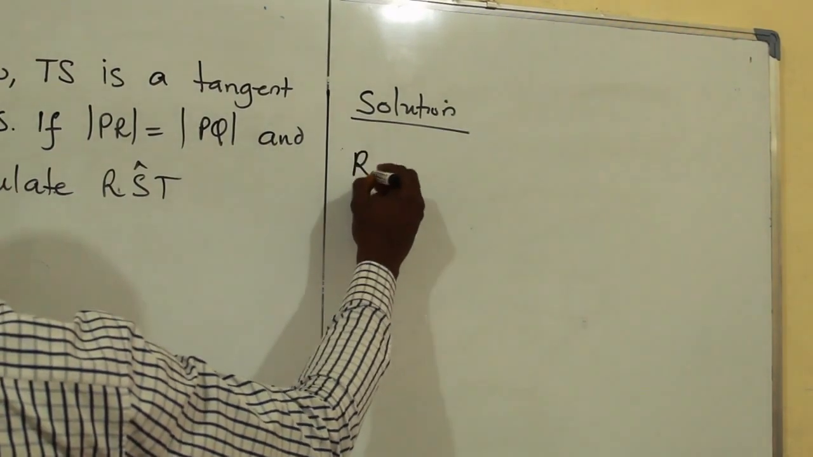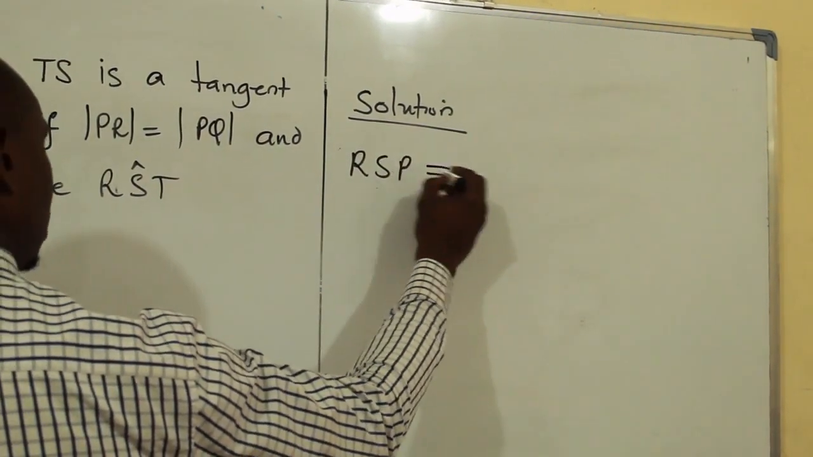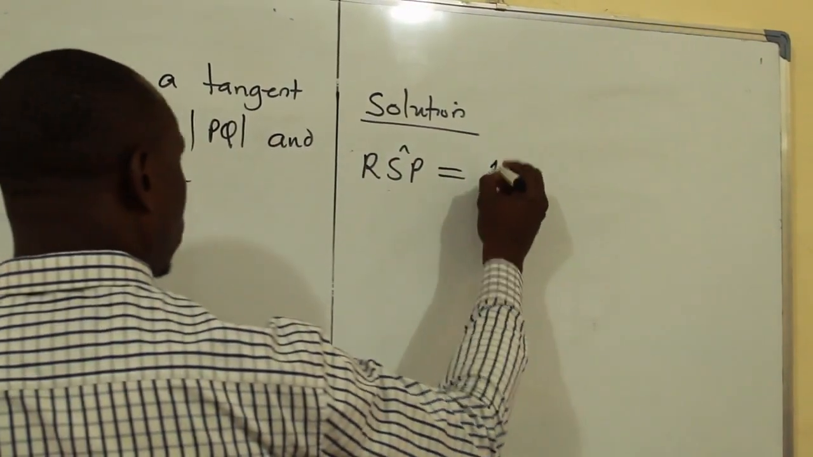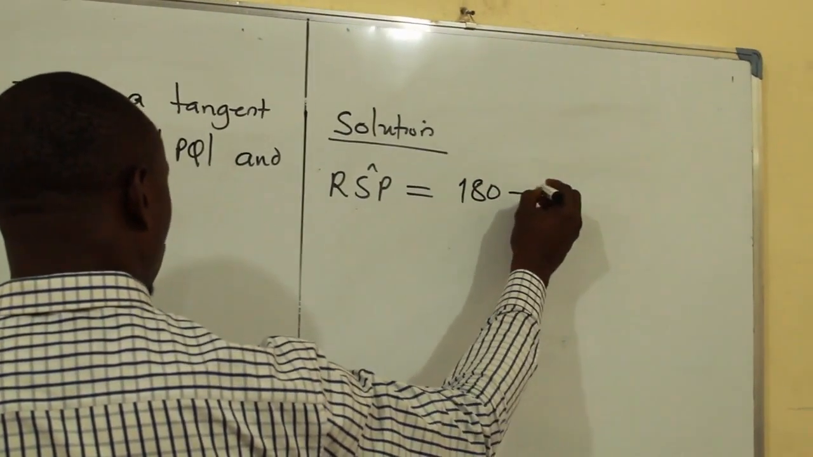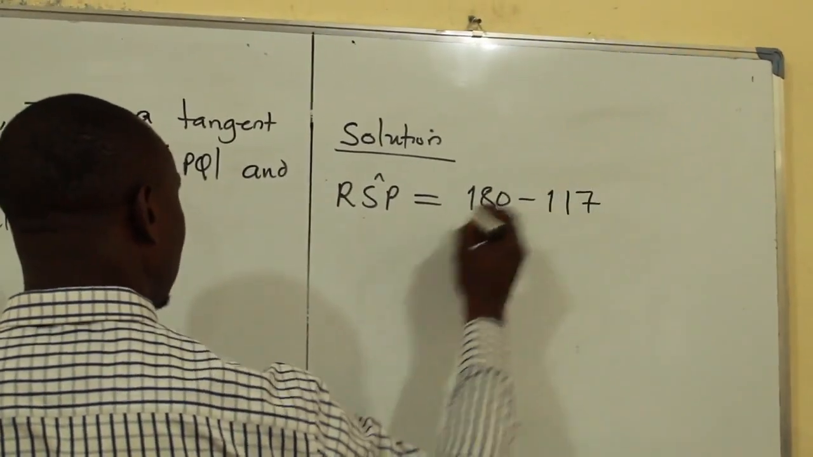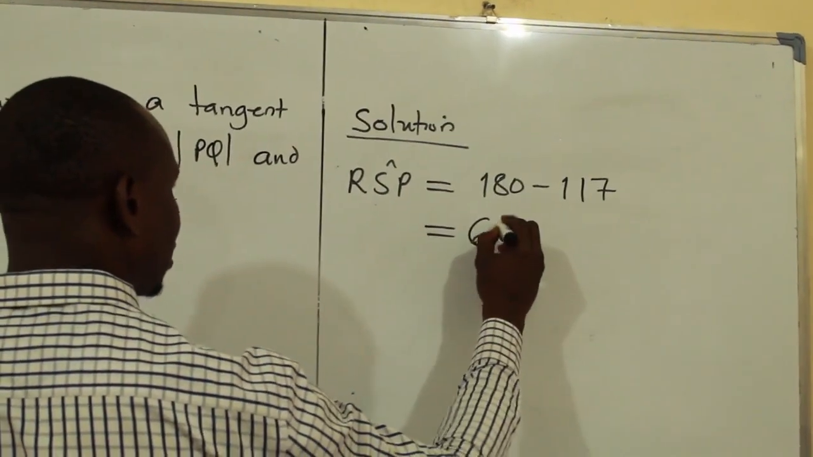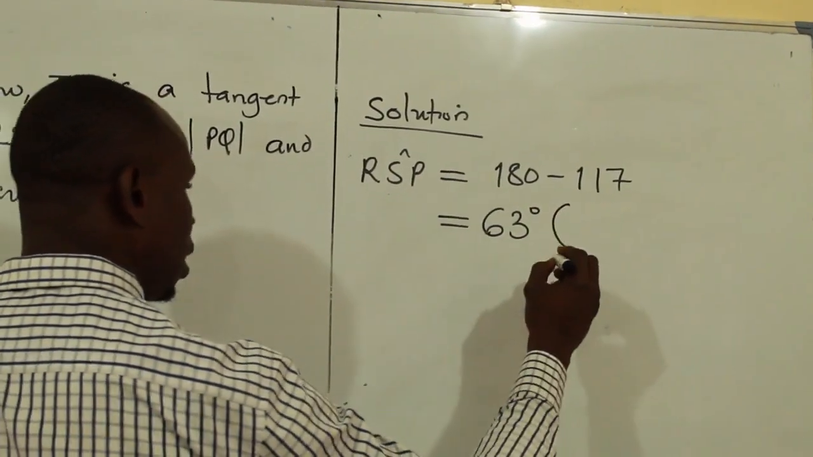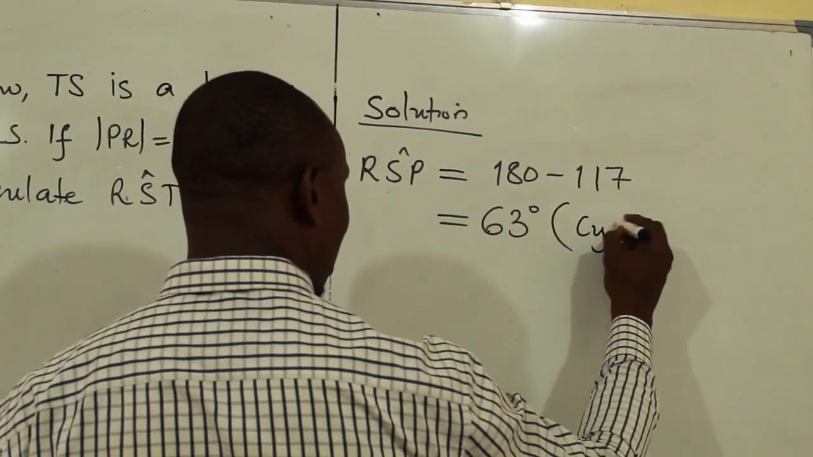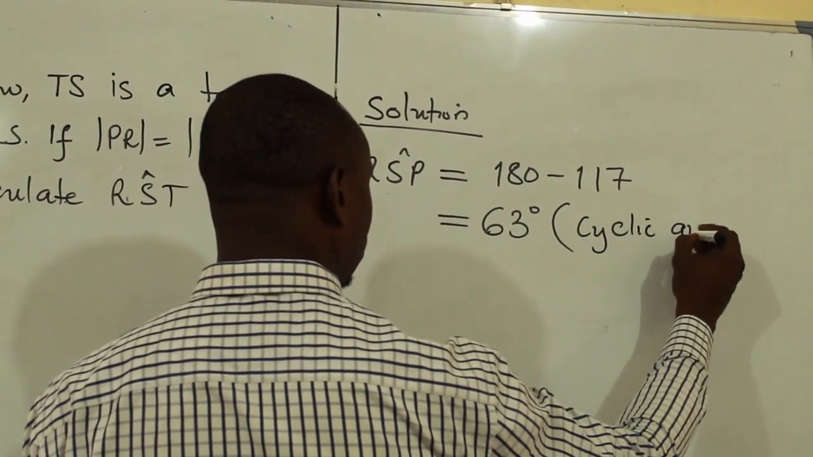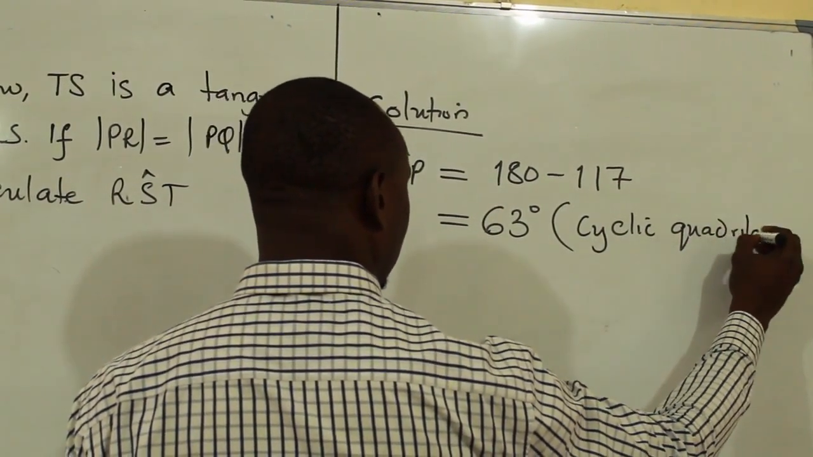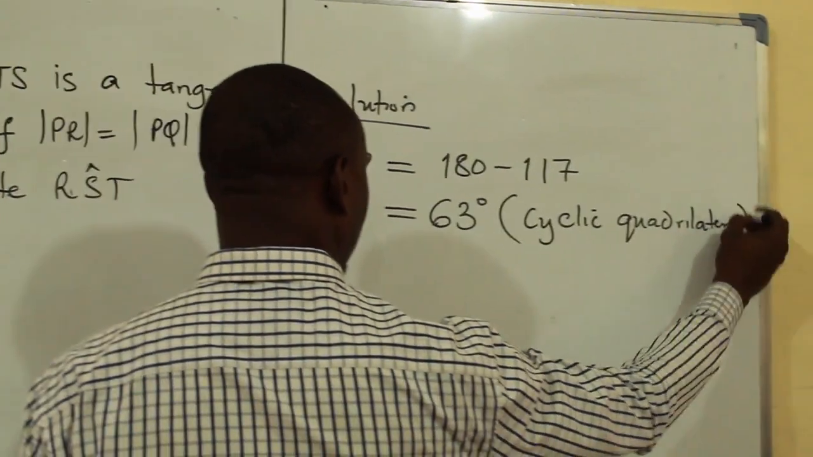Angle RSP is equal to 180 minus 117. If I do that, I get 63. The reason is cyclic quadrilateral.